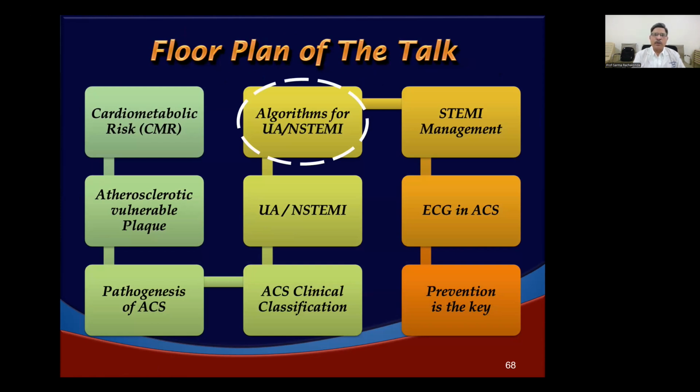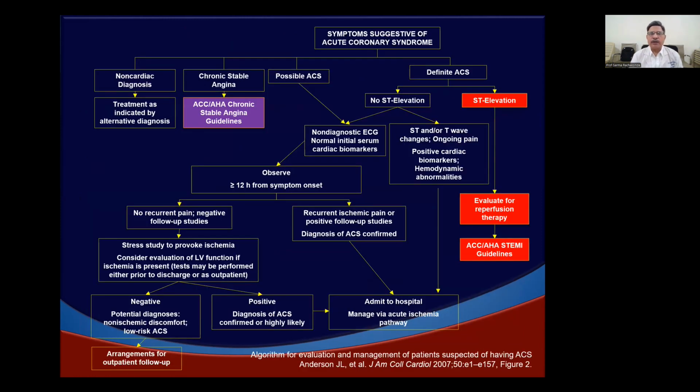Now I wanted to go into the treatment algorithms for unstable angina or NSTEMI. Let us see that. I'll read carefully. It is very easily visible because it's on the TV. Symptoms suggestive of acute coronary syndrome. Definite acute coronary syndrome features are there. ST elevation is there: go to the right hand side, evaluate for reperfusion and follow the guidelines for ST elevation. So he has symptoms, definite ACS, ST elevation, reperfusion is the treatment. Follow the treatment guidelines for reperfusion. Okay, he does not have ST elevation.